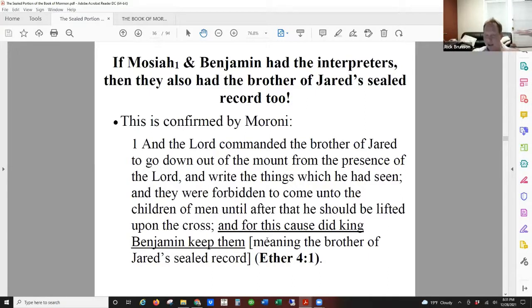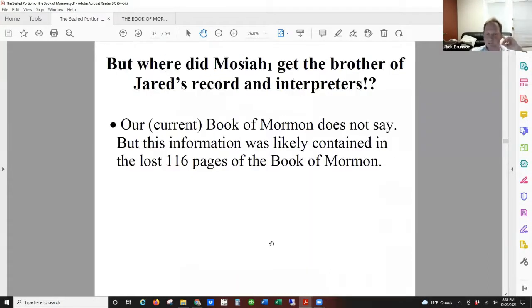And we also know that he had the interpreters, and his father had the interpreters and the record. So we're going to try and figure out how they got it. So where did Mosiah the elder get the brother of Jared's record and interpreters? Our current Book of Mormon does not say, and I put current in parentheses because this information was likely contained in the lost 116 pages of the Book of Mormon.